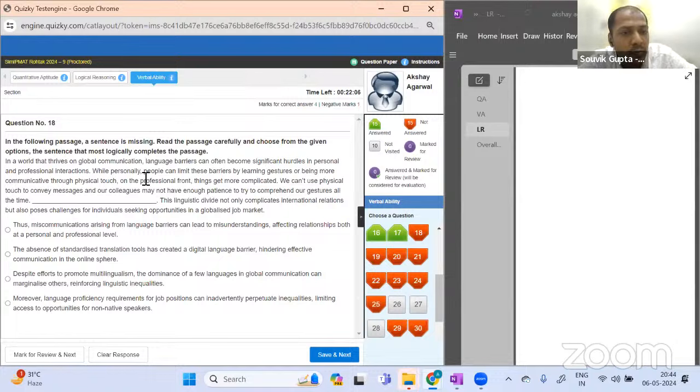Okay, so we're talking about language barriers, and we can't touch. So something that continues on the linguistic barriers. There's miscommunication arising from language too. Misunderstanding affecting relations, personal and professional.